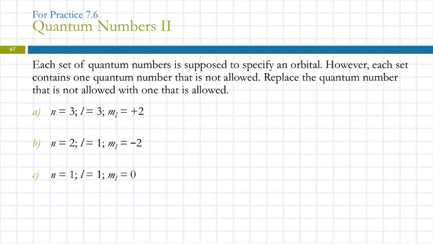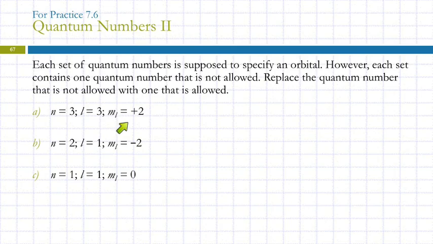Another practice question. So each set of quantum numbers is supposed to specify an orbital, but each of them has one quantum number that's not allowed. Replace the quantum number that is not allowed with one that is allowed. So in A, we have n equals 3, L equals 3, and M sub L equals plus 2. Well, can we have n equal to 3? Sure. If n is 3, can L be 3? No. It can only go up to 1 less than 3, right? So L would have to be 0, 1, or 2.